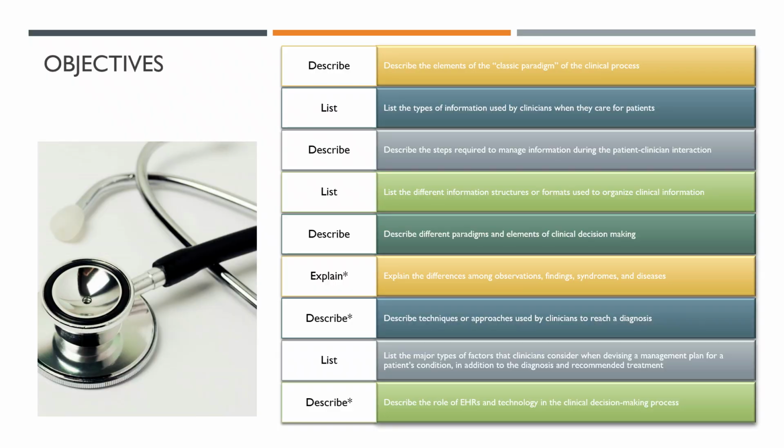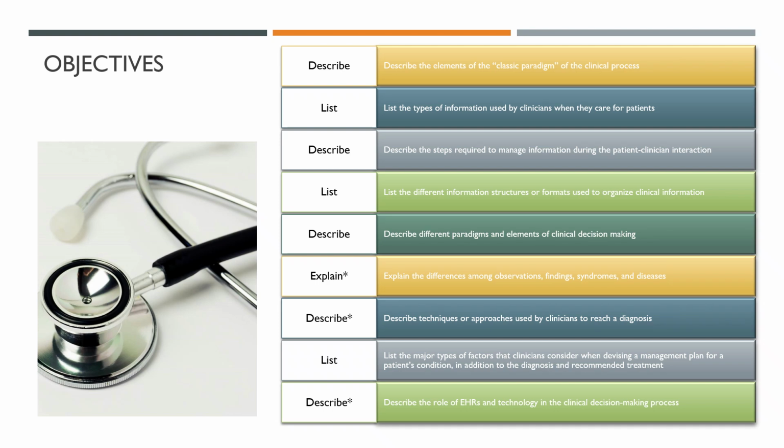Let's dive into the objectives for healthcare processes and decision making in this presentation that are related to this and not the other presentations. So we're looking at the last four on this slide. And the first one is explain the difference among observations, findings, syndromes, and diseases.